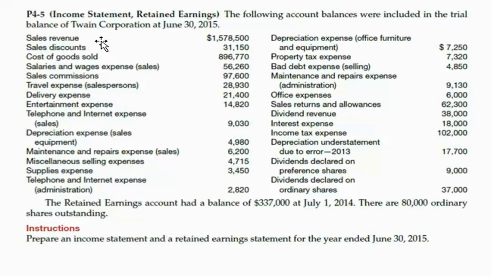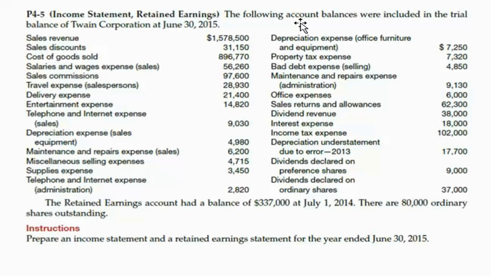The items given are sales revenues, sales discounts, cost of goods sold, salaries and wages expenses, sales commission, travel expenses, delivery expenses, entertainment, telephone and internet expenses, which it says are for sales. Depreciation expenses, also stated as related to sales. Maintenance and repairs expense, miscellaneous sales expense, supplies expenses, telephone and internet expenses, which it says are for administration.